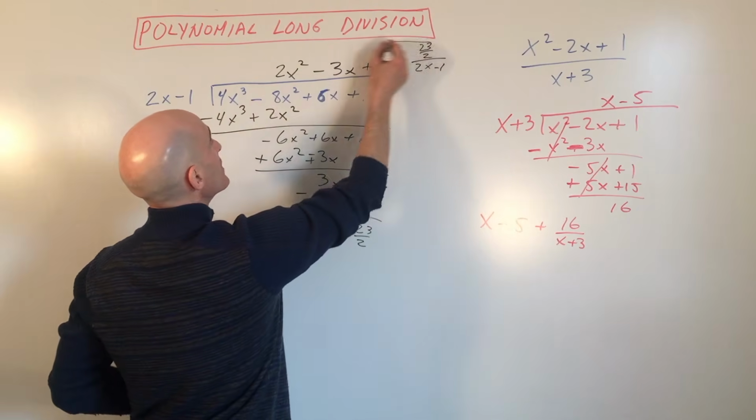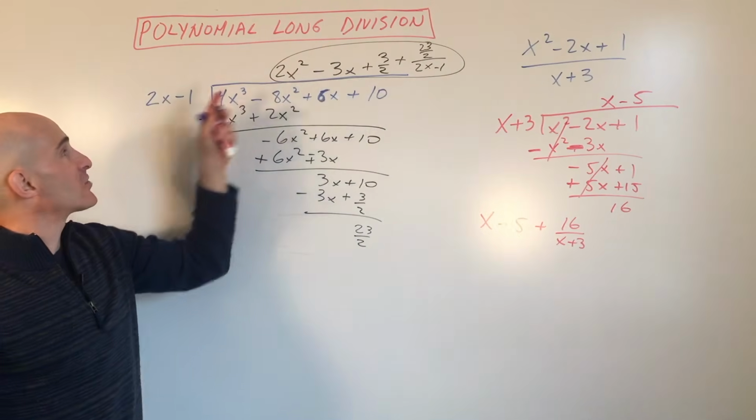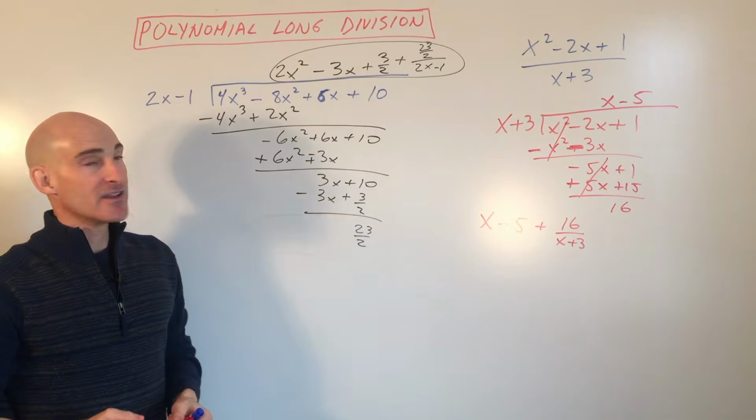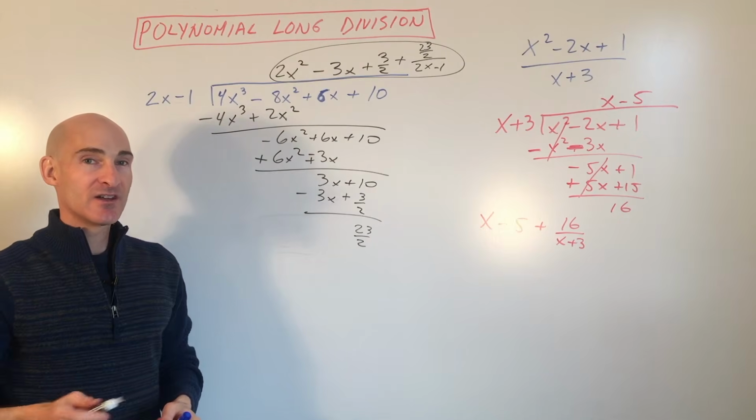And that's it. So this right here is our quotient, which is just another way of saying the answer. This is how many times this went into our polynomial. And that's it. So this is how you do polynomial long division. I'll see you in the next video.